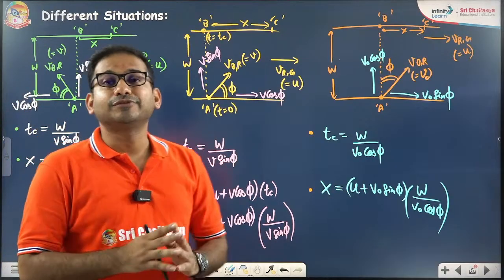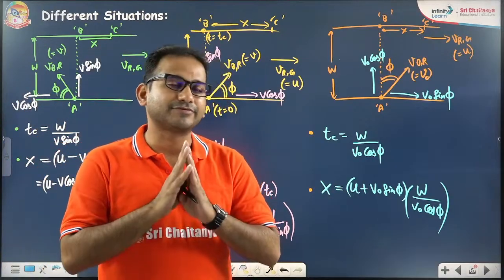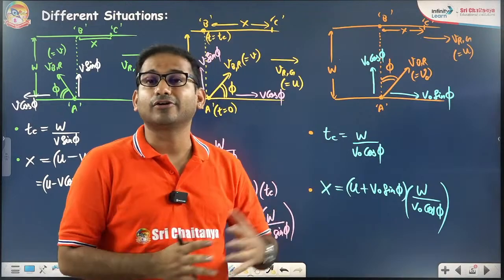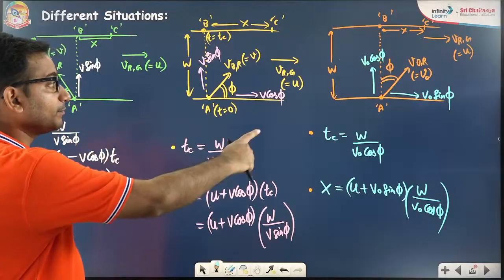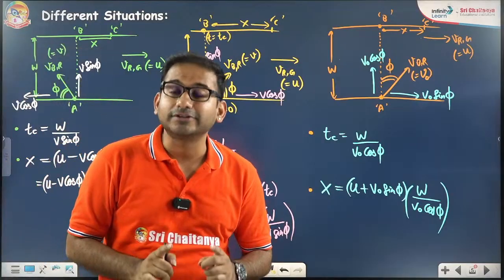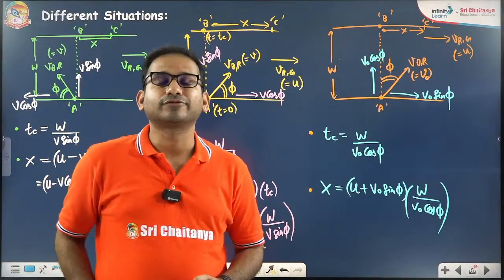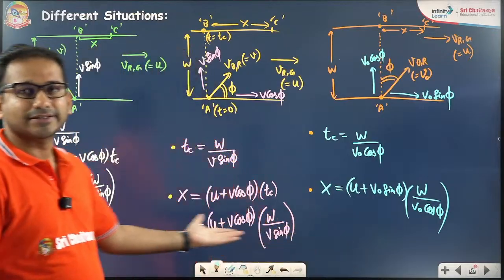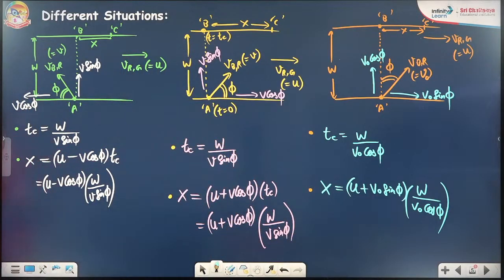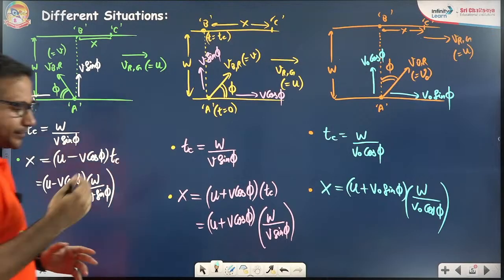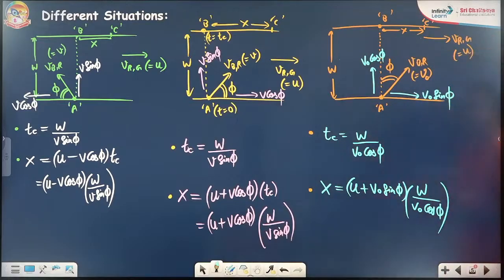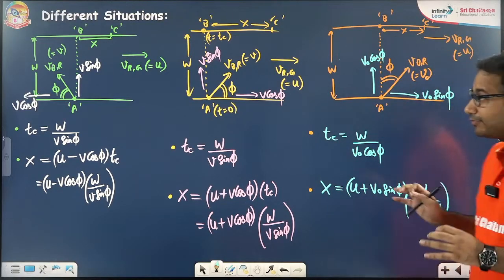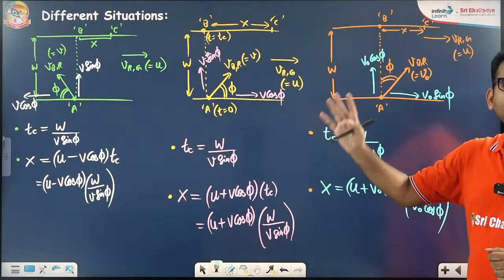Read the language of the problem. Riverboat problem is very easy. We will see a lot of numericals very soon. Read the language of the problem, draw a proper diagram, resolve the vectors, talk about time of crossing, talk about the drift. I hope that's clear. If you want, you can take the screenshot also and just go through everything written on the board. See everything, every case, 3 cases are there. Don't remember any of the formula. Don't memorize the formula. Remember the approach, what to do.